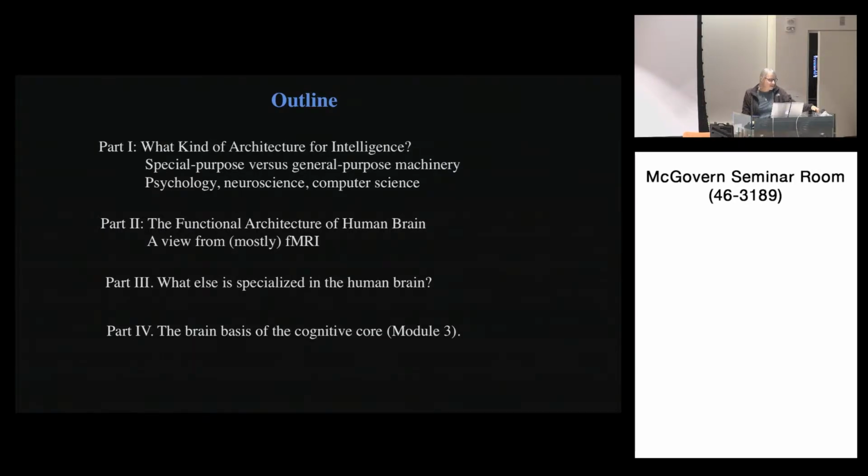Then I'll talk very generally about how we can use functional MRI to look at the organization of the human brain. Then I'll talk about some very specific work on particular specializations in the human brain for particular mental functions. And in the last part, I'll talk about some of the ongoing work on what you might think of as the neural basis of the cognitive core. That's the CBMM lingo for this module 3 that Josh Tenenbaum and I are directing. So that's the agenda.